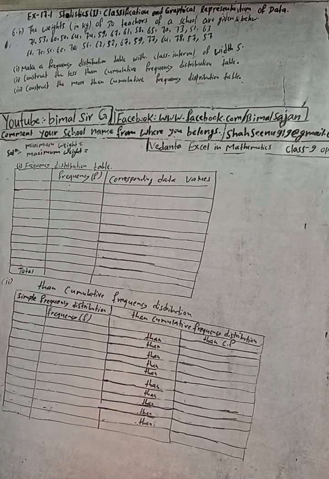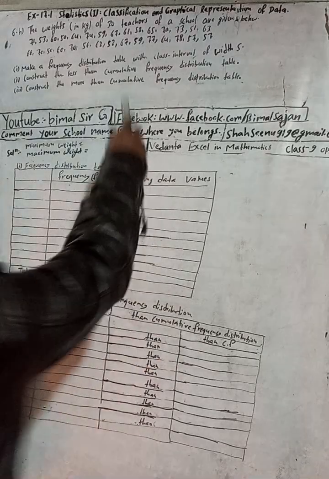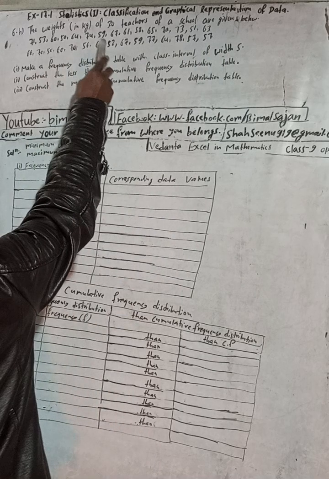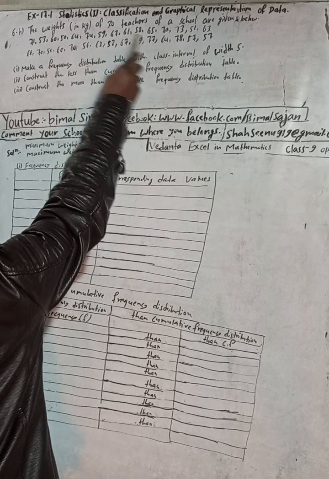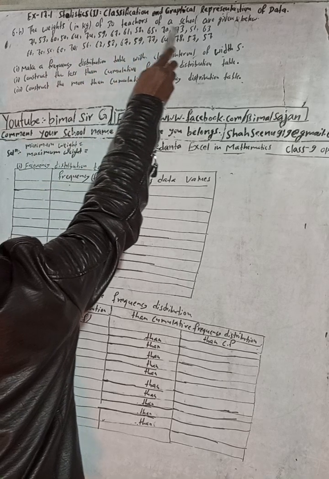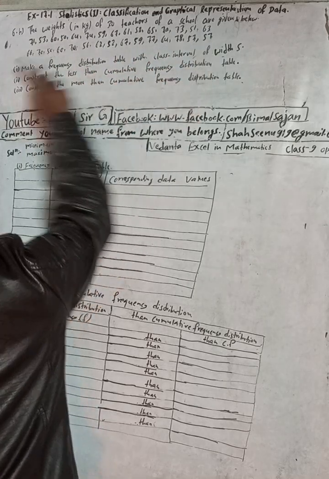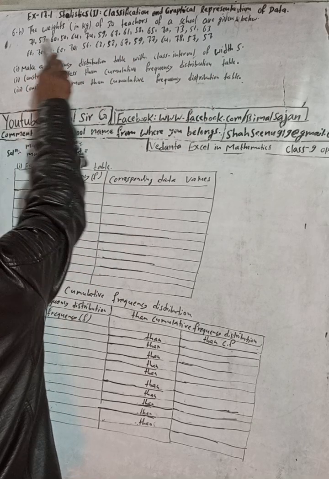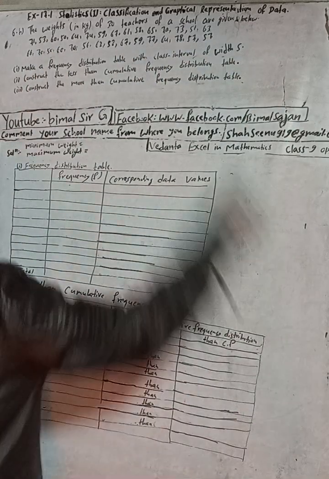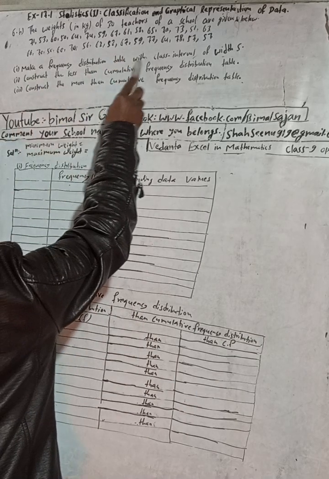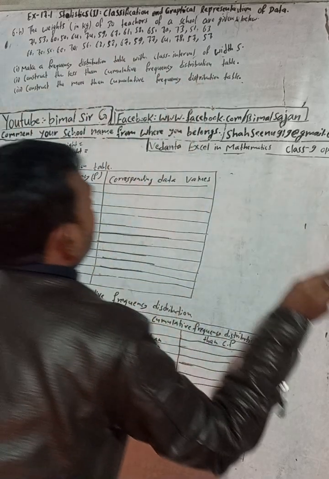Now the question here, 6b, is: the weights in kg of 30 students of a school are given below. These are the weights of 30 students, 71 kg, 53 kg and so on. From this data, we have to make a frequency distribution table with class intervals of width 5.